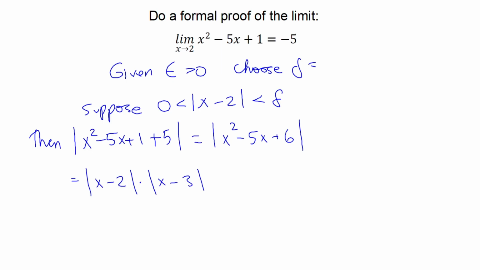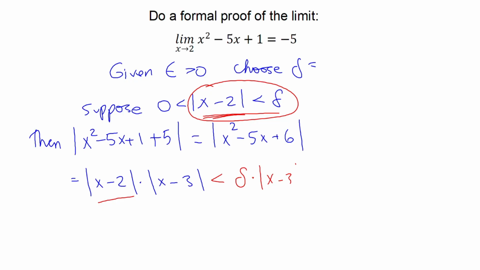Well, we'll note that a piece of this, the absolute value of x minus 2, matches up with our delta tolerance statement. So if I just multiply both sides of my delta tolerance statement by absolute value of x minus 3, I'd get the statement that the absolute value of x minus 2 times the absolute value of x minus 3 is less than delta times the absolute value of x minus 3. So we've made some progress here, but we've still got this x minus 3 term inside the absolute value.